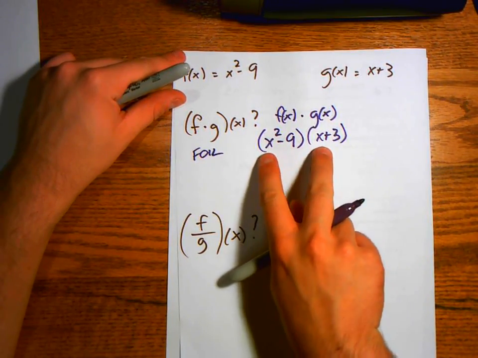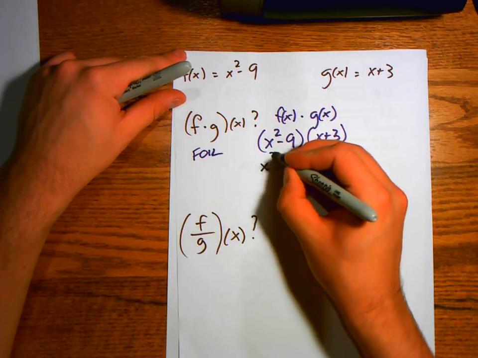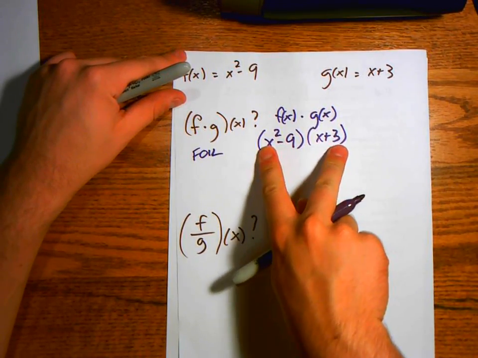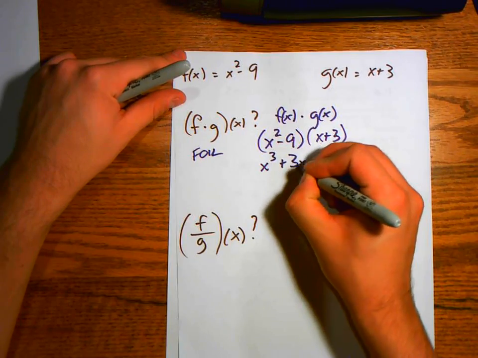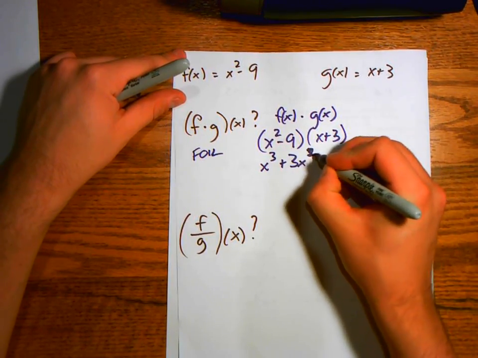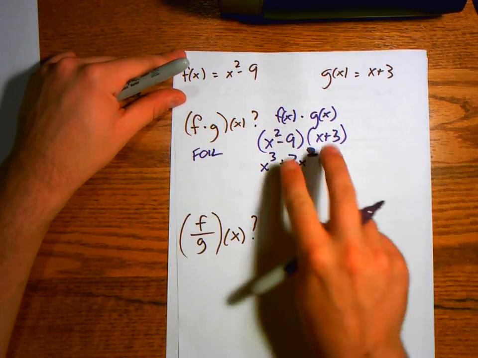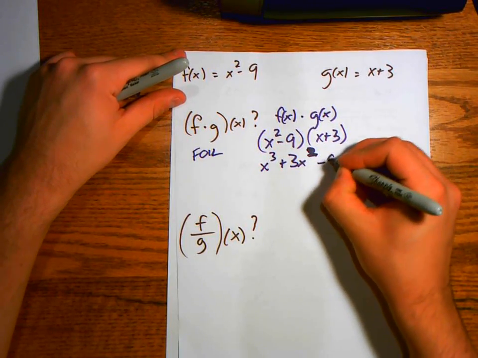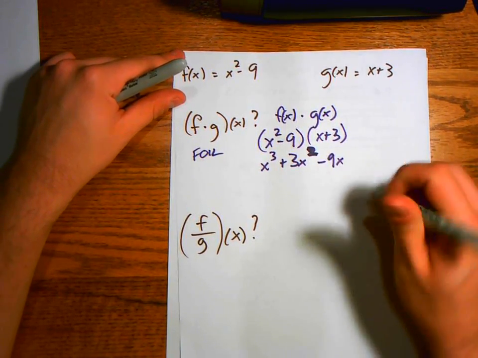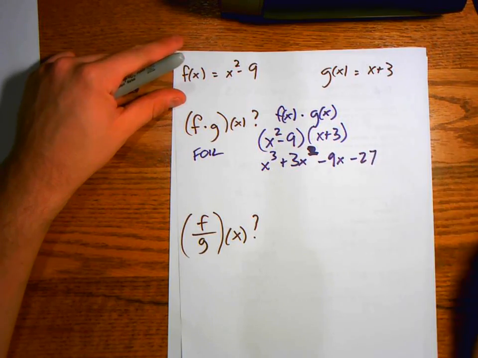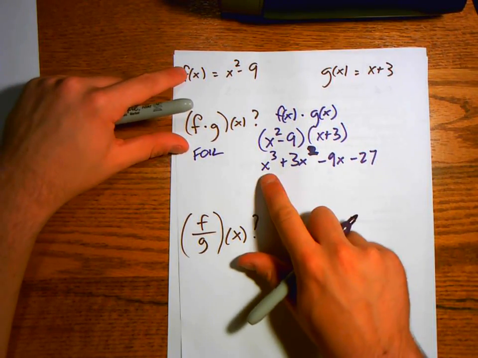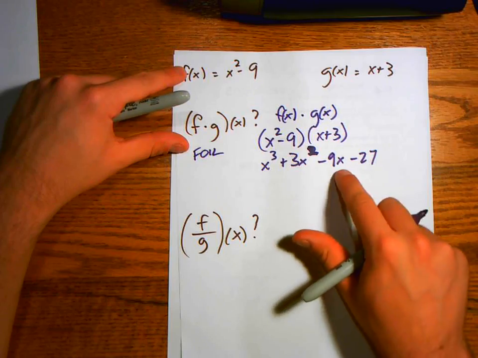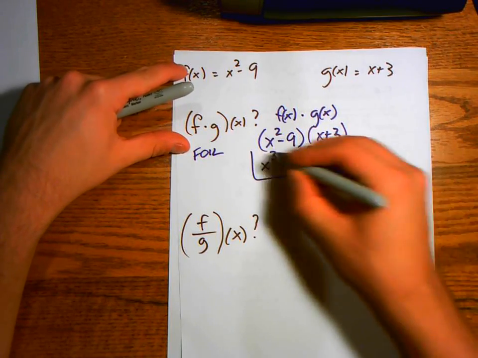And if we multiply, the first, x squared times x gives me x squared, not cubed, sorry. The outside is 3 times x squared. Then the inside is negative 9x. And last is negative 9 times 3, which is negative 27. There's nothing I can reduce because all of my terms are different: an x cubed, an x squared, an x, and a number. So this is f times g of x.